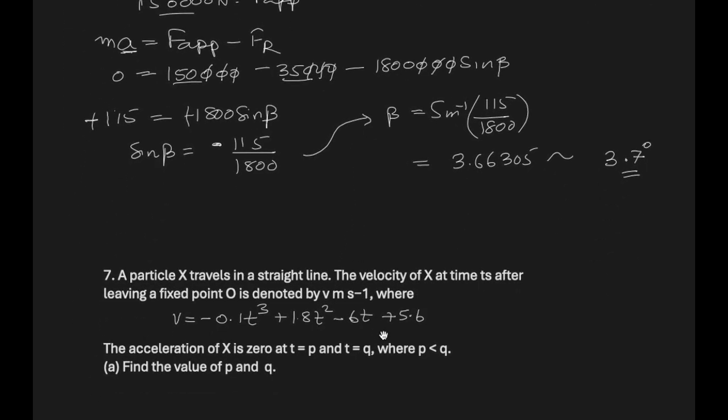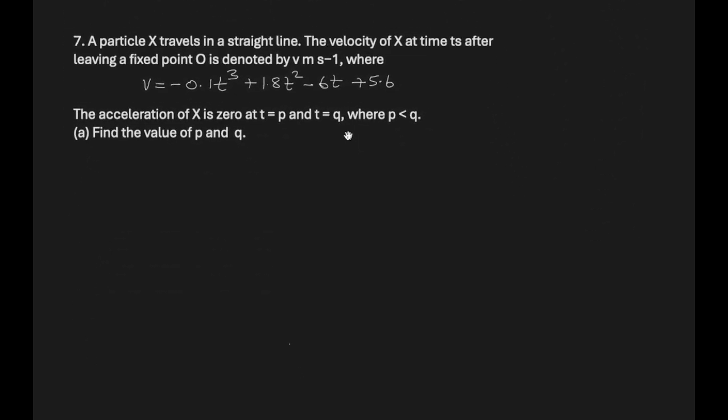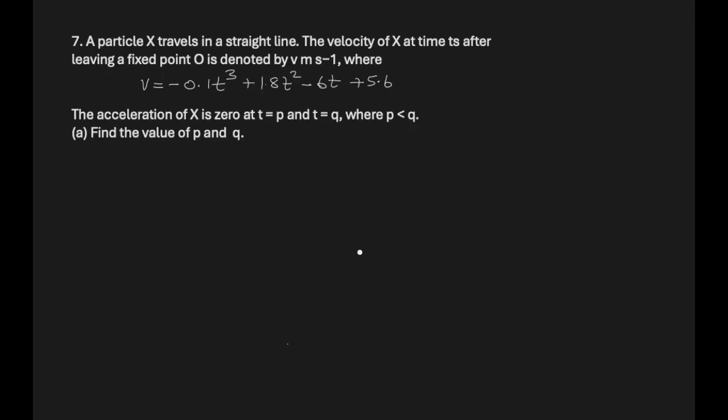Question number 7 and the last of this paper is this. A particle x travels in a straight line. The velocity of this is given with this equation. The acceleration of x is 0 at t equal to p and t equal to q, where p is greater than q. Find the value of p and q.